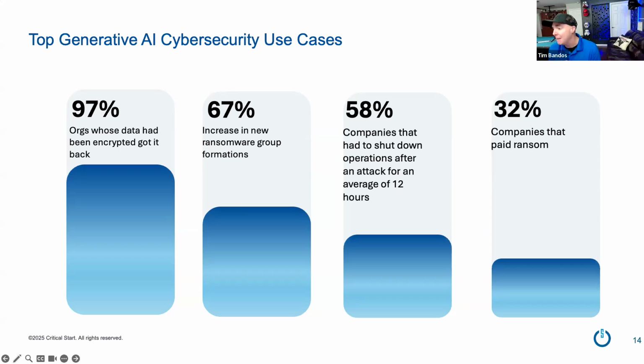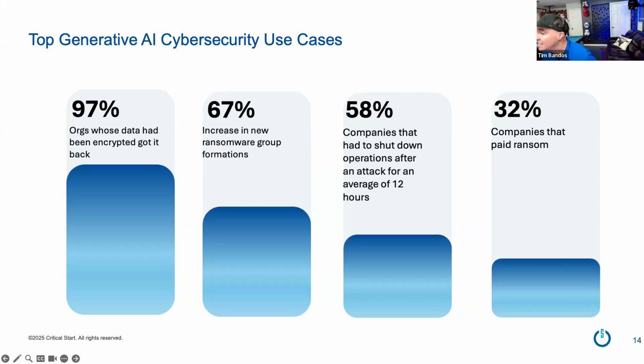97% of orgs whose data had been encrypted actually got it back. Look, that's a good thing. At least these ransomware attackers are providing the keys to the kingdom back to those organizations. And there's a reason for that, because if they didn't, ransomware threat actors would not get paid. I think a lot of organizations would smarten up and say, I'm not going to pay this if I'm not going to get my data back. So that's why you see such a massive number there.